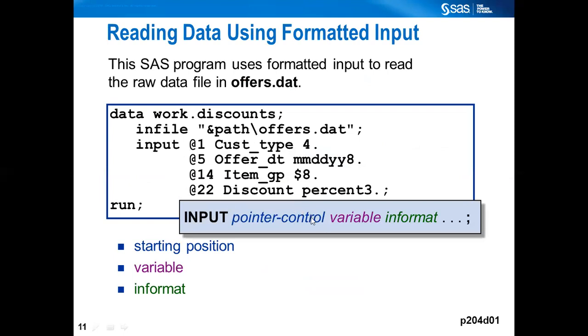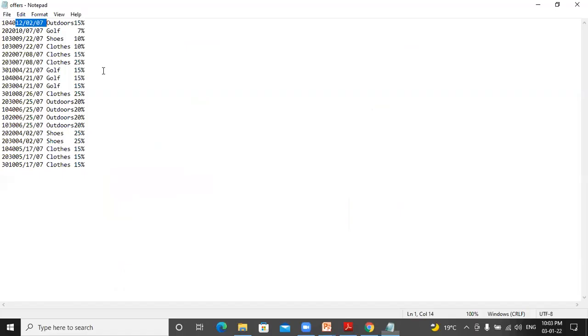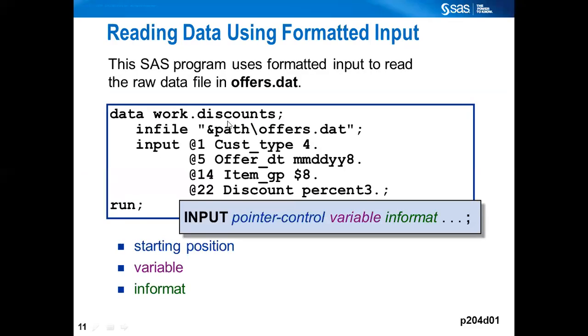Input, pointer control, which is your column pointer control, at the first column of this value. The column has to be created in your data set called work.discounts as customer type and read it till 4 wide. That is what we had given. 1, 2, 3, 4, so it's 4 wide. So it's W dot. So it is an informat. We are telling it how to read with 4 dot, which is width dot.